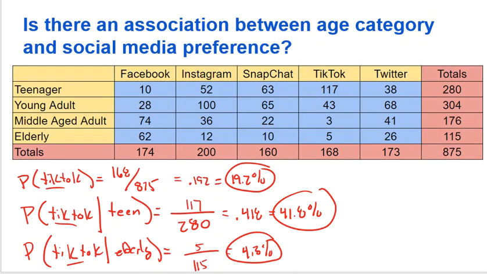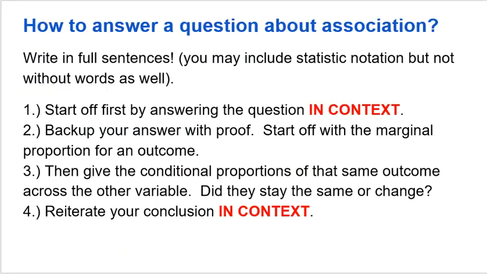All it takes is a little bit of math work like I have here in red. Answer the question. Yes, there is an association between X and Y. You know, context, right? Who, what, where, when, why. Then you got to back it up with proof. Start off with that marginal distribution, that marginal proportion for an outcome. That's your baseline. 35% of people love chocolate. Then go ahead and give me the conditional proportions, proving that they either change or don't change if it's independence.